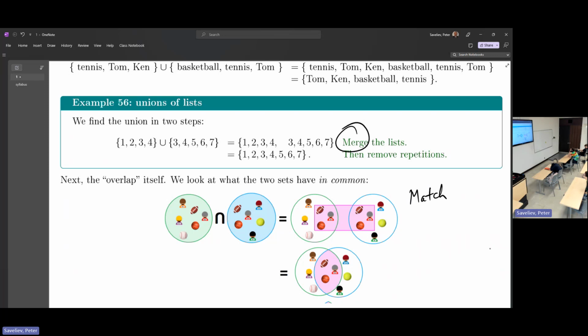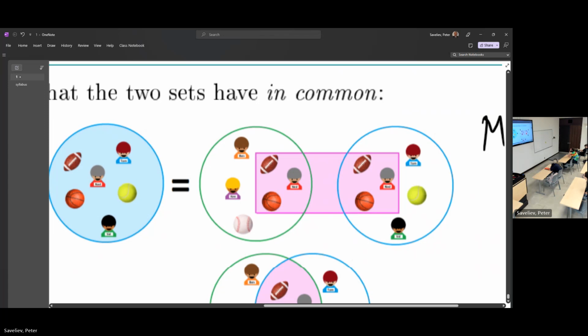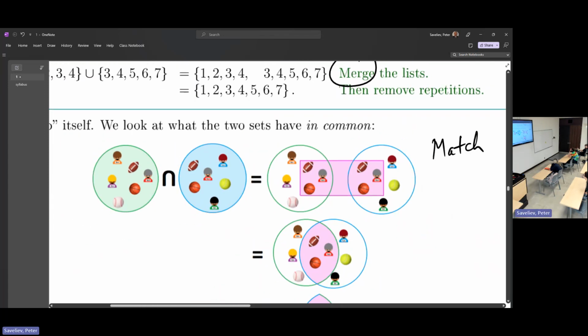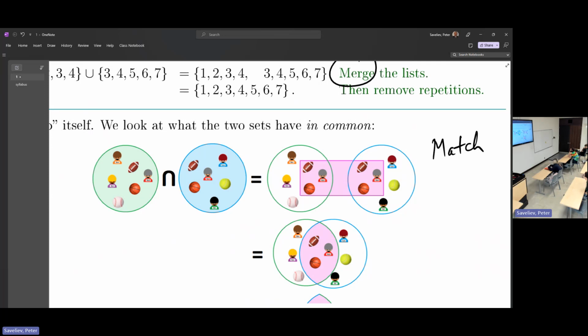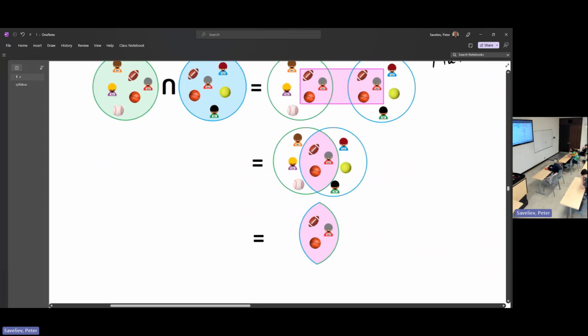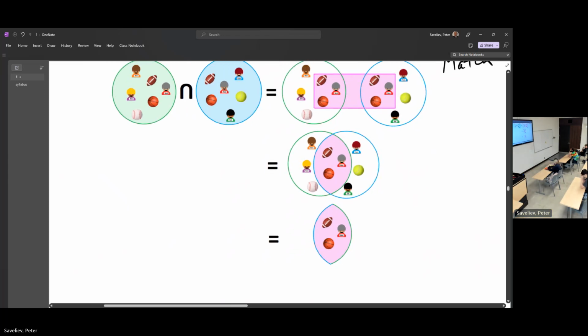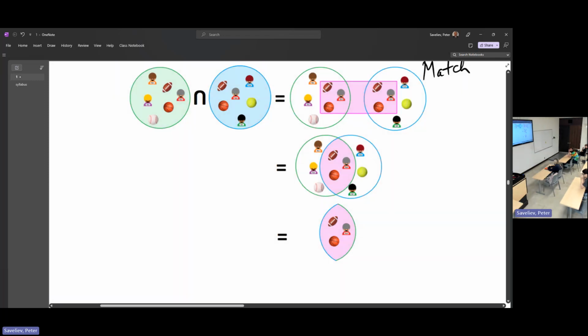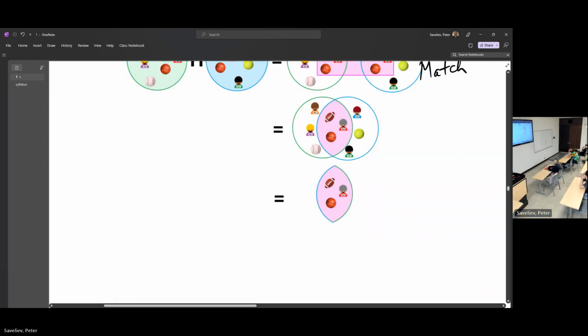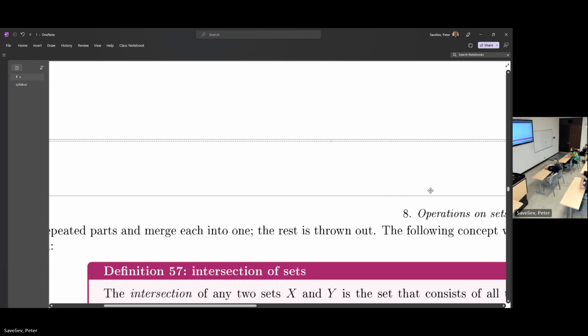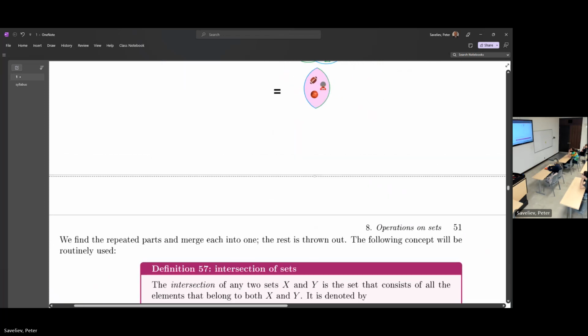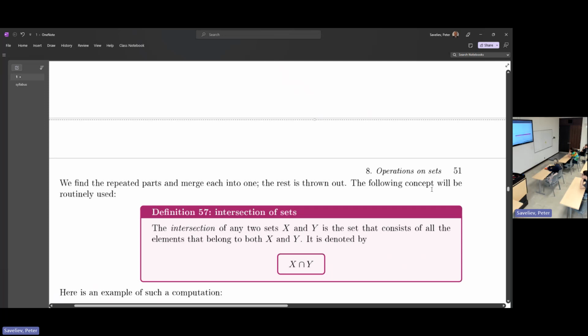So those three items: football, basketball, and one of the boys, the one in the red T-shirt, appear both on the left and on the right, therefore they are the only ones that we are going to keep. That produces what we call the intersection. The notation is the set that consists of all the elements that belong to both X and Y.